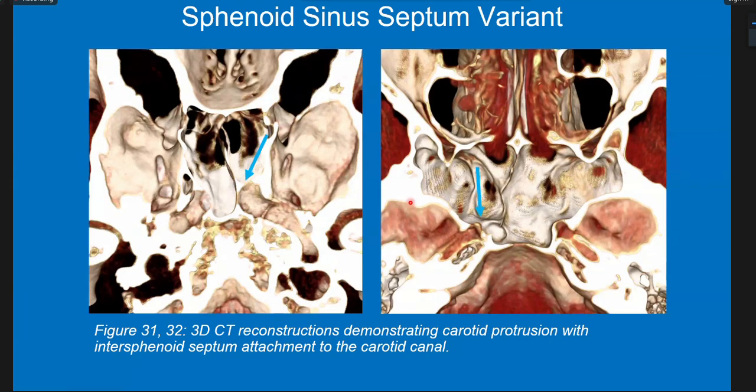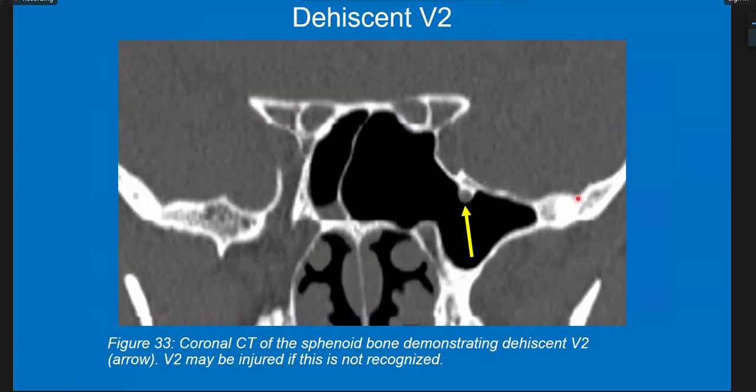So here you have the carotid canal protruding into the sphenoid sinus. Again, here there is this septum that attaches to the carotid canal. Here also you can see the septum attaching to the carotid canal. We have also another variant. You have dehiscence of the foramen rotundum. You can see here that the V2 segment is protruding into this pneumatized sphenoid sinus.